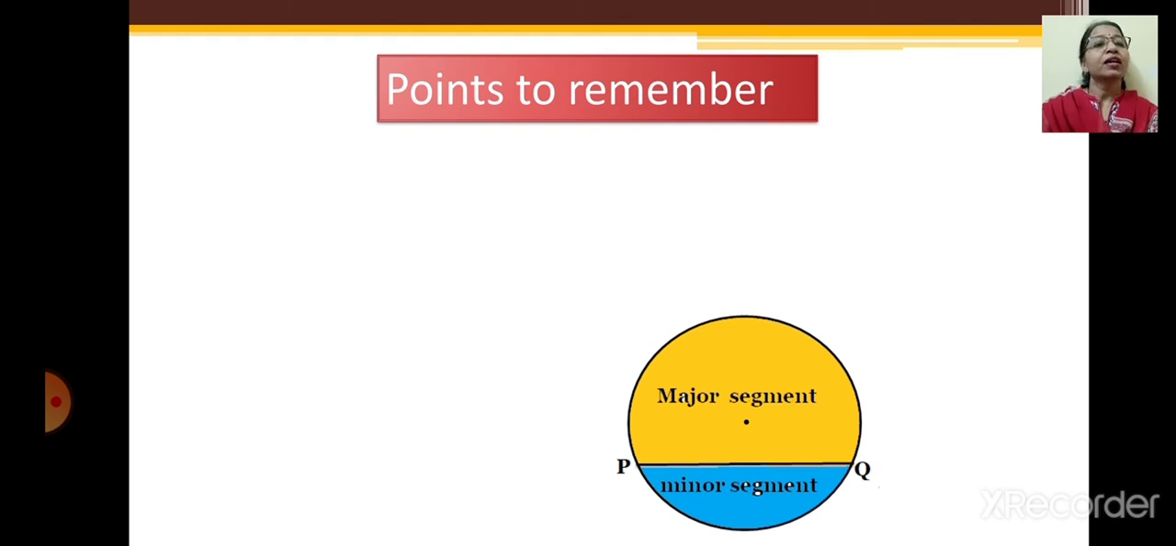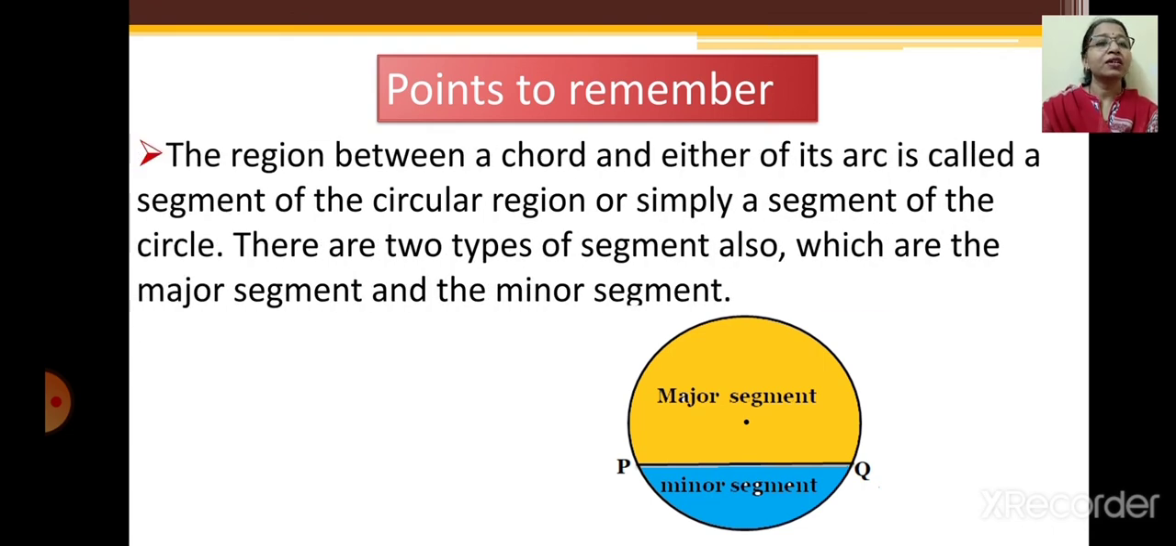Now, chord divides the circular region, right? What is circular region? The interior of the circle and the boundary of the circle together form circular region. So what chord does? Chord divides the circle in two parts and each part is known as segment of the circle. So here the region between the chord and either of its arc is called a segment of the circular region or simply a segment of the circle.